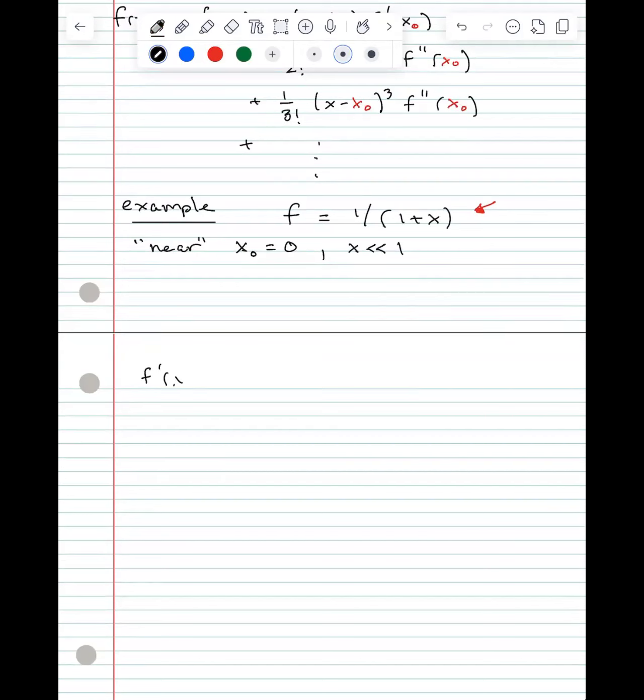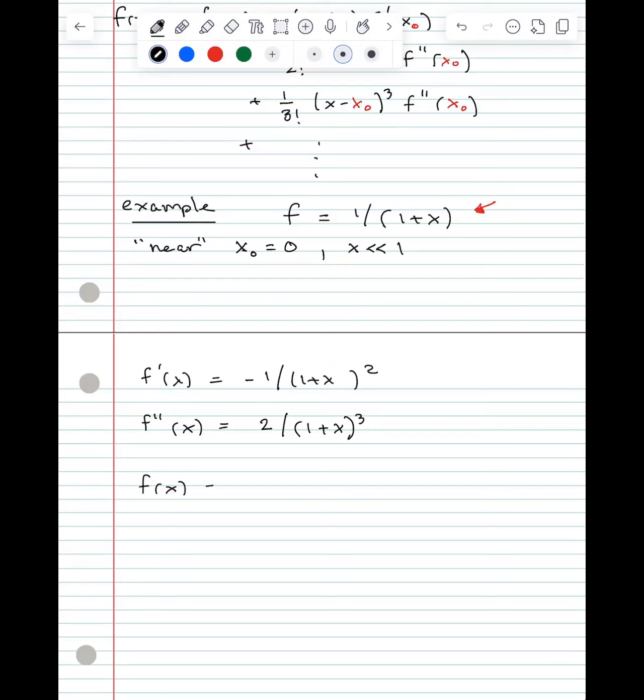First, the first derivative of f with respect to x is, of course, minus 1 divided by 1 plus x squared. And the second derivative is 2 divided by 1 plus x cubed. I'm sorry, I put that in the wrong place here. There we are. And so on, but we won't keep any more terms than that.